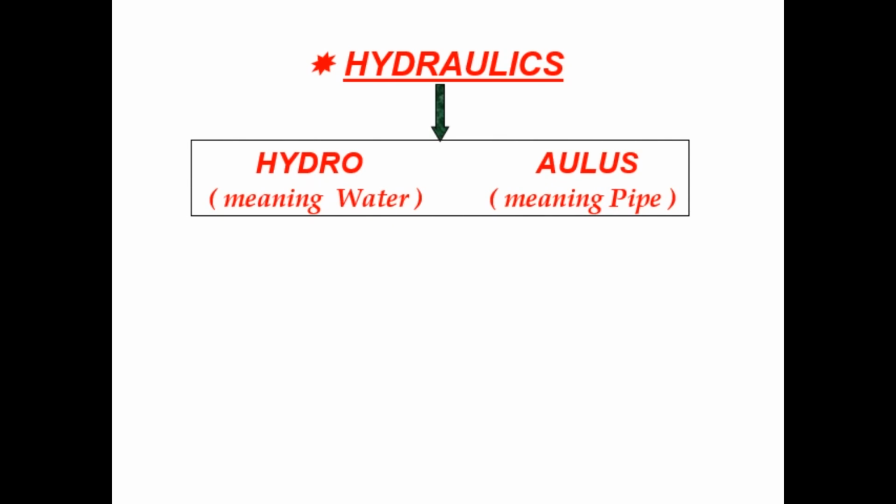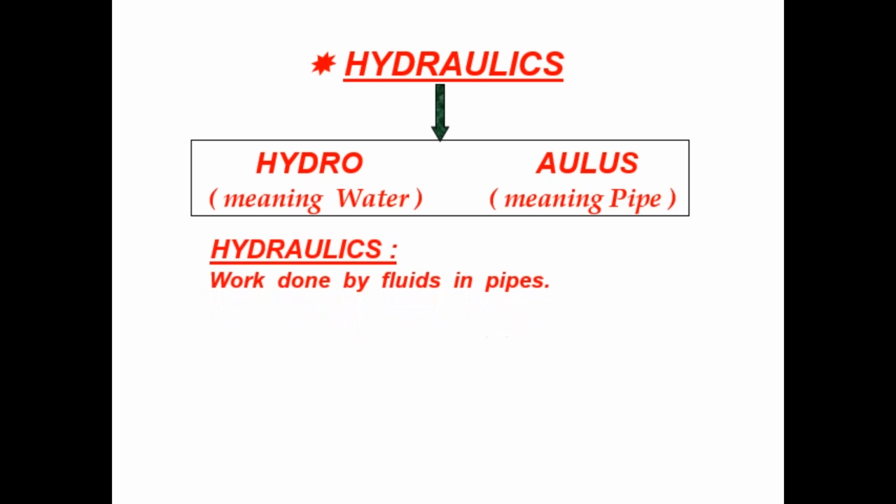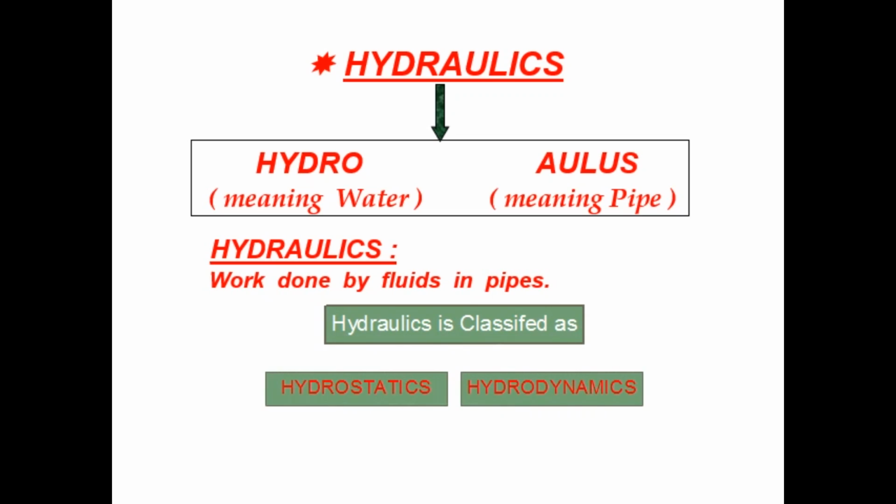What is the meaning of hydraulics? The name itself suggests the meaning of it. Hydraulics means hydro, which means water, and aulics, which means pipe. So what is hydraulics? Hydraulics is the work done by the fluids in pipes. Hydraulics are classified as hydrostatics and hydrodynamics.